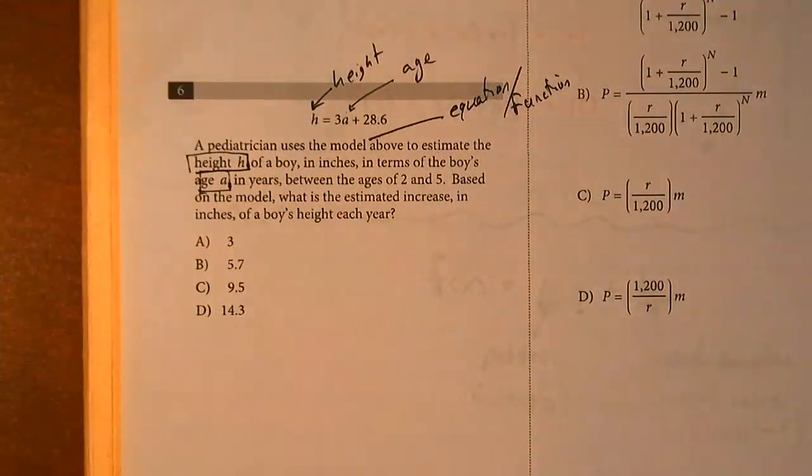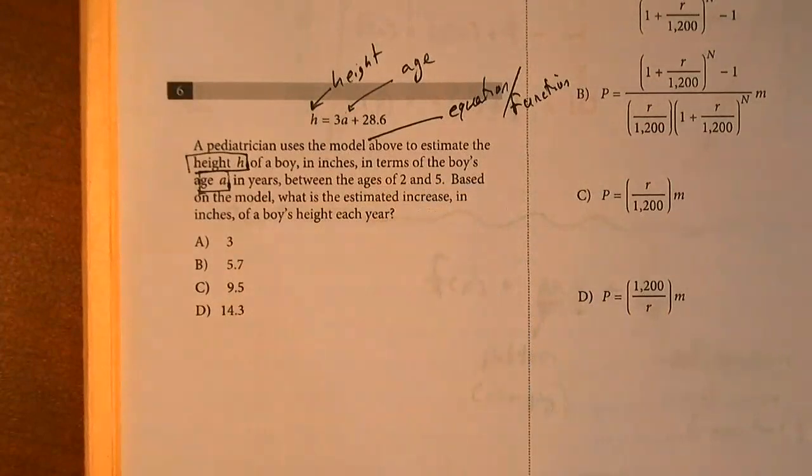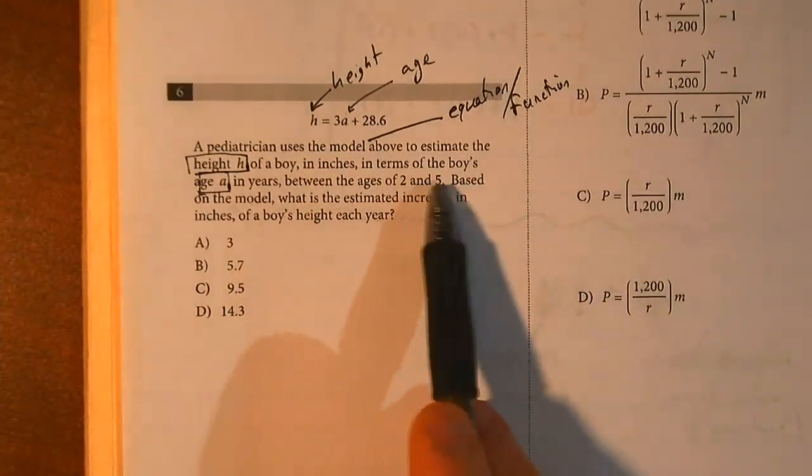So if you think about this, you go to the doctor's office when you're a little kid. Notice this says between the ages of 2 and 5. So we're talking about toddlers and preschoolers here.